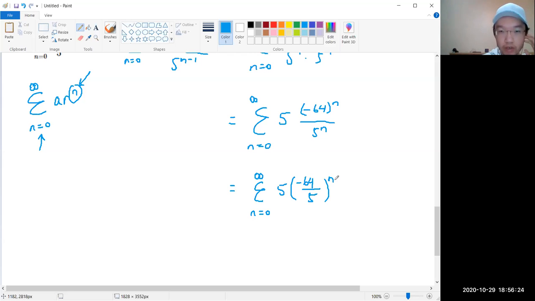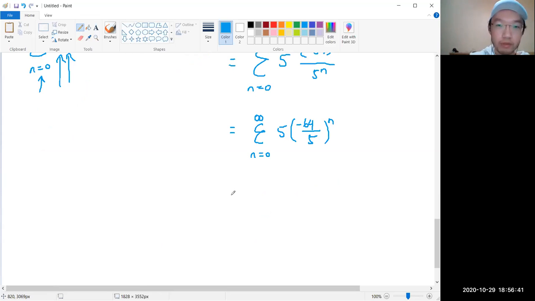Can you guys see your A and your R, your first term and your common ratio? We need to identify those two things right there. So what is our common ratio here? It's this thing, right? This is our common ratio. So R is -64 over 5.